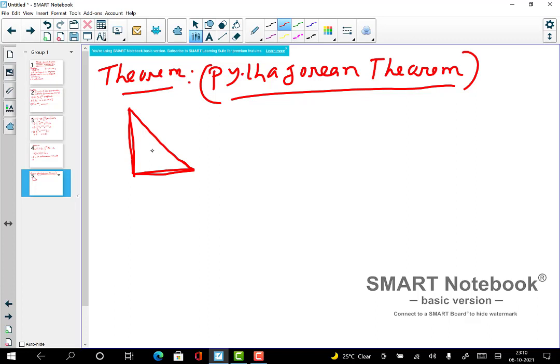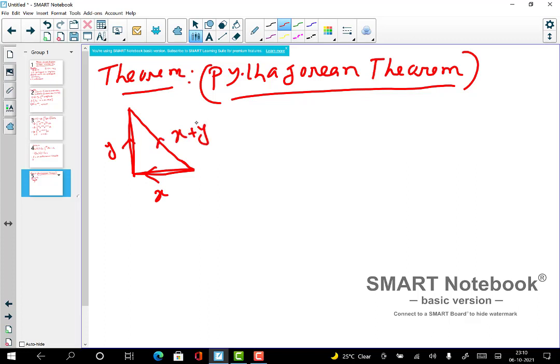Now we can think about this differently. You can write it like this. Suppose you have a vector here, say x, and then you have a vector here, say y, and then obviously this vector will be x plus y.